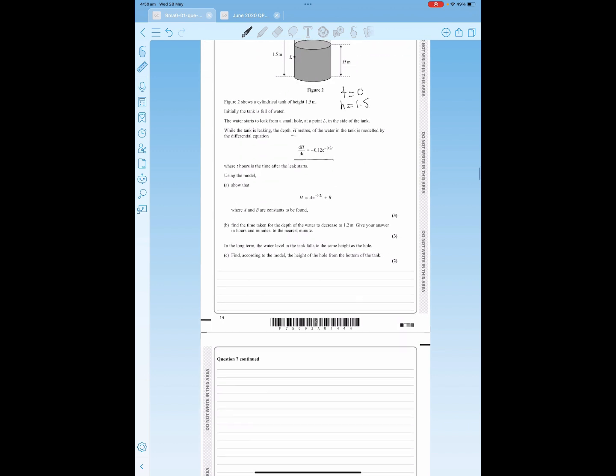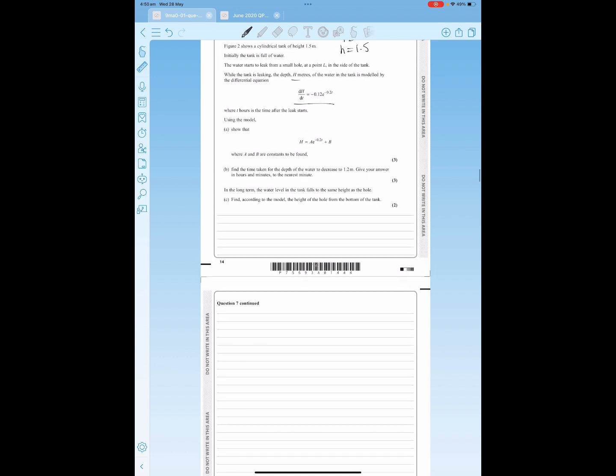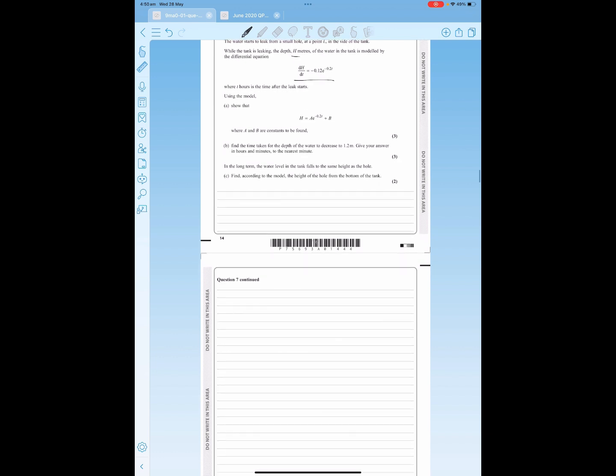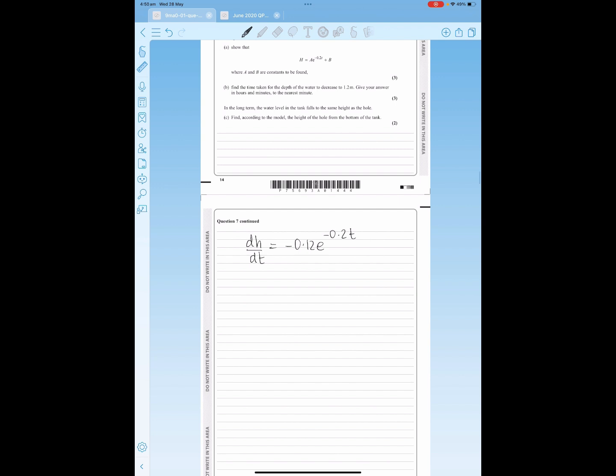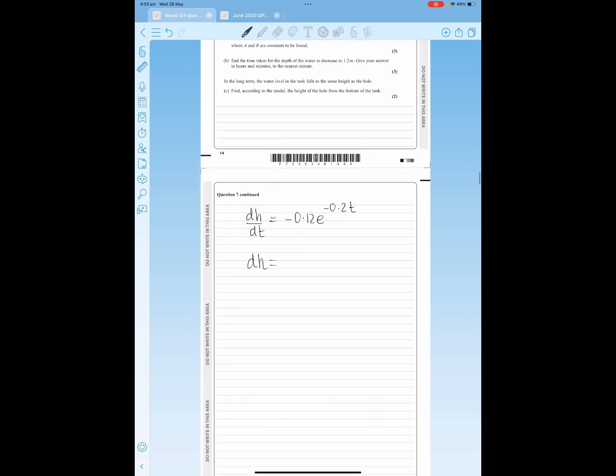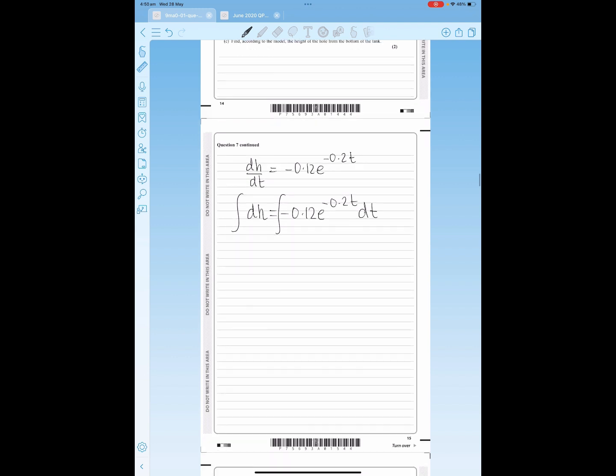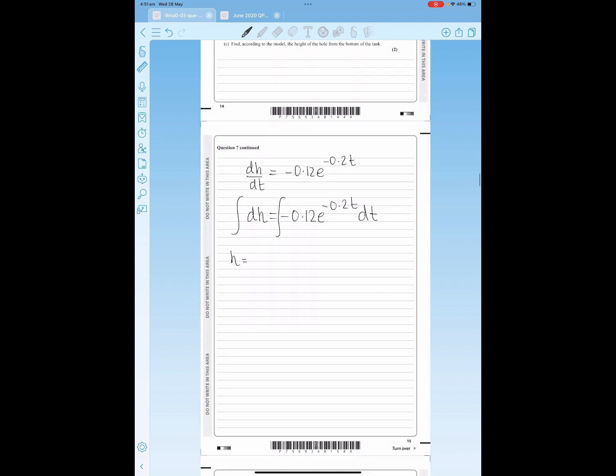Okay, so this is just a standard solving a differential equation. You would separate the variables. So dh over dt, let me just copy it down, is that. Make the dt to the other side. So dh equals minus 0.12 e to the minus 0.2t dt. Integrate both sides. You get h equals minus 0.12 e to the minus 0.2t over minus 0.2 plus c.